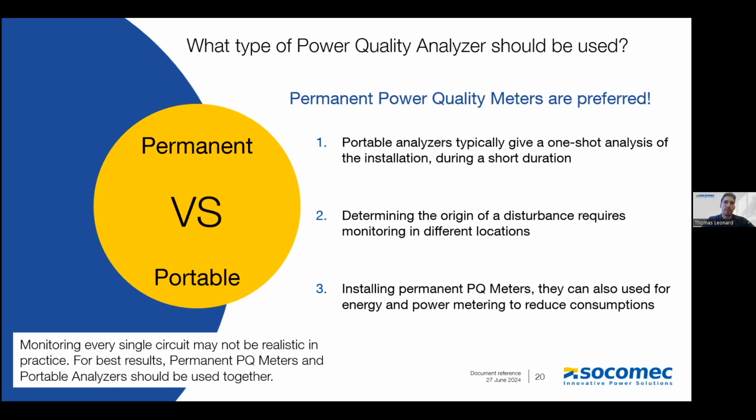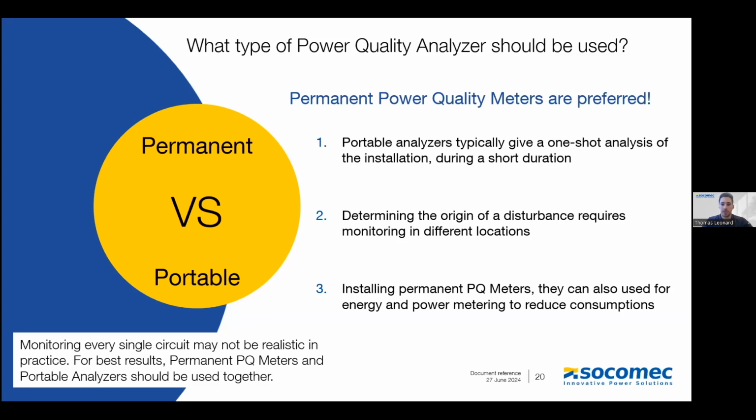To be able to determine the origin of the disturbance, you're usually required to have different PQ meters in different locations. So just one, whether it's a portable or one permanent power quality meter, might not be sufficient. And the big advantage of permanent power quality meters is that they can be used for other purposes than just power quality analysis. All power quality meters, of course, monitor consumption, demand, and other parameters that help with energy management initiatives.